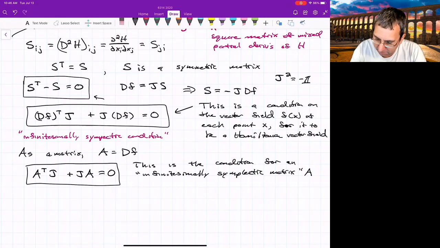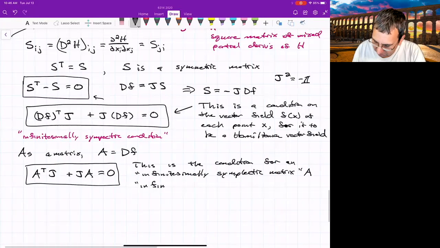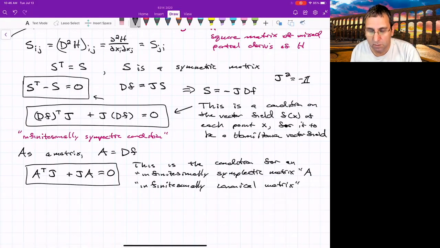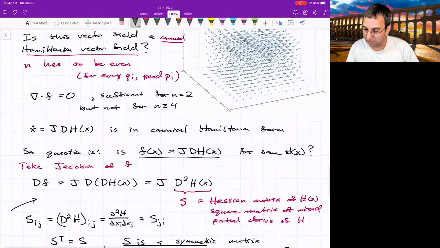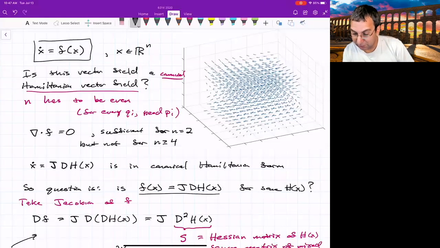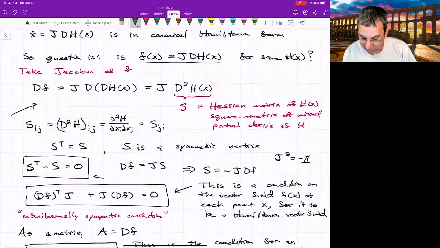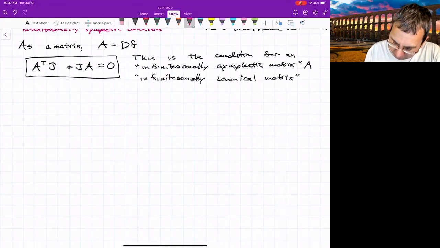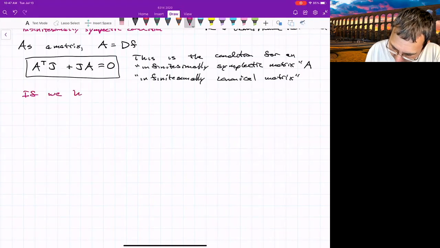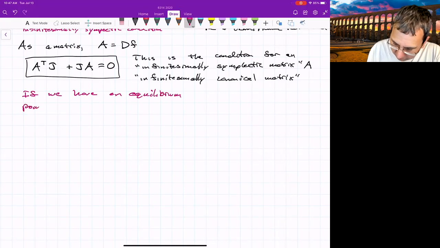Sometimes the words symplectic and canonical get used synonymously, so in some books this is called an infinitesimally canonical matrix. Same thing. Now, this is a condition that has to hold at all points in the space. So you get this visual where there are vectors everywhere. What about at equilibrium points? If you have equilibrium points, this condition still holds. So this is just a special application if we have an equilibrium point, and I'll call that equilibrium point X bar. This condition still holds.